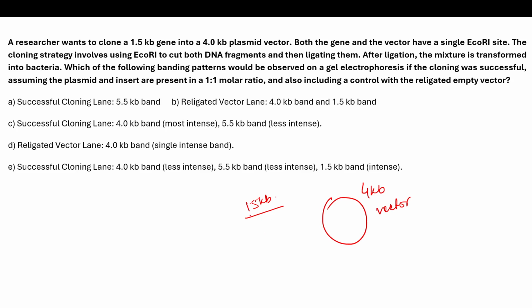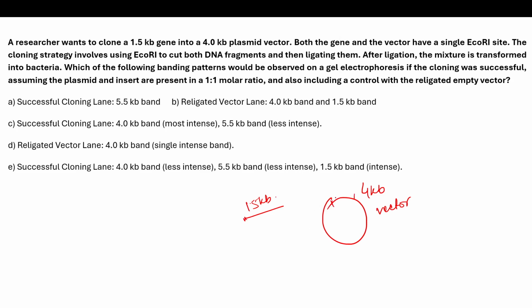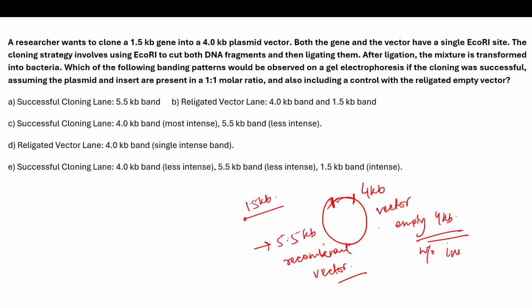Now, if this insert is getting ligated here in this vector, eventually you will have a 5.5 kb recombinant vector, right? However, this restriction digested vector can also religate, thereby forming an empty vector of only 4 kb size without the insert.